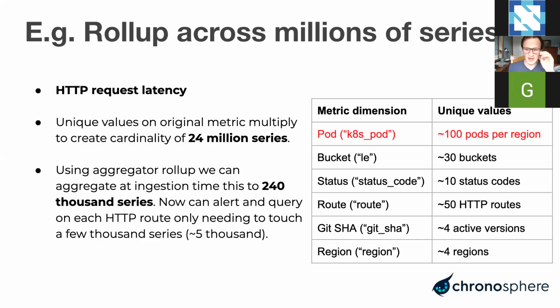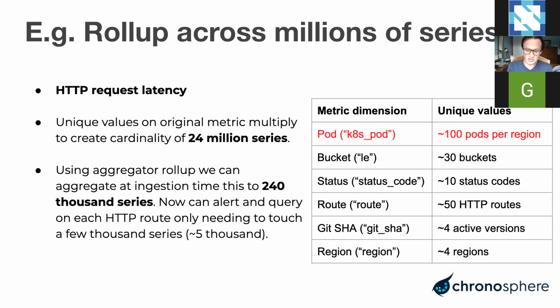If though, let's say we just drop that single pod dimension, and in this case, we don't actually care about the pods, because when we're thinking about HTTP request latency, we're really thinking about it from a service level or a region level. We're never thinking about it as a single pod versus another pod that's running the same service.